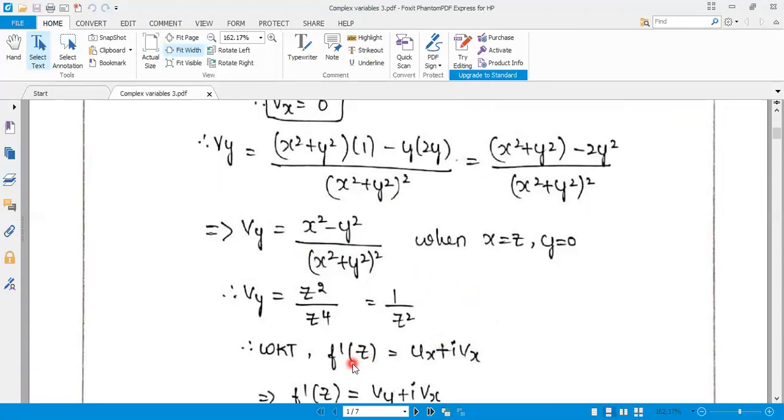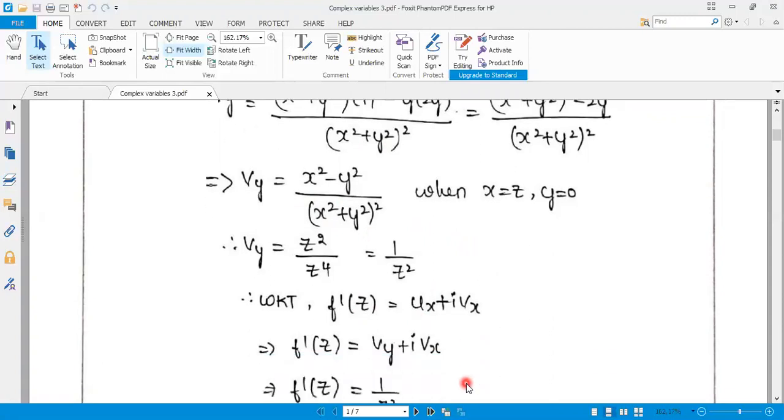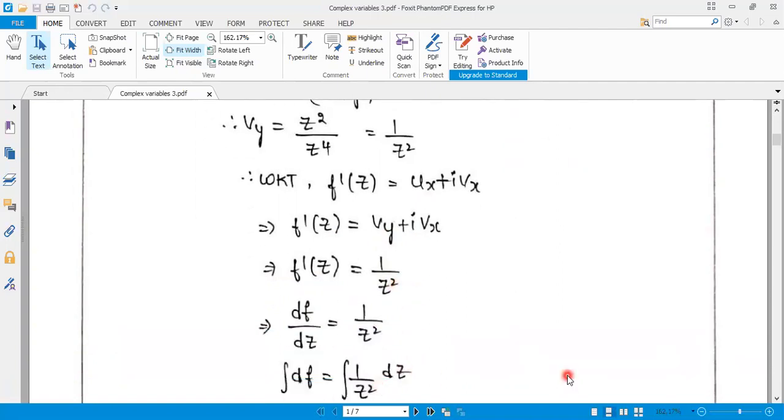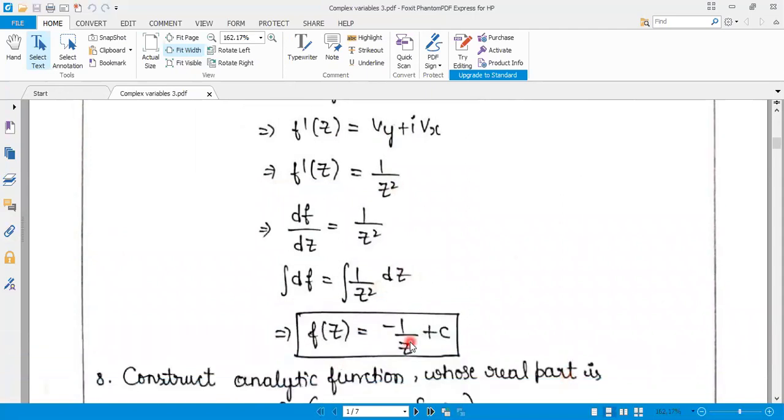Now we have f dash z equals ux plus ivx. Now substitute ux and vx. So vx you can write as minus uy, or ux you can write as vy by using CR equations. Now substitute vx and vy, and also substitute x equals z and y equals 0. So we obtain 1 by z square. After integration with respect to z, we obtain minus 1 by z plus c, which is the required analytic function f of z, where c is the constant of integration.